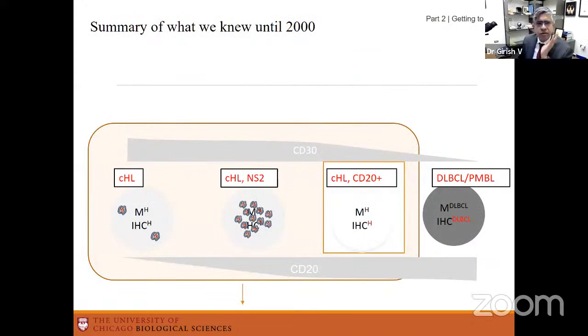So now we know about classical Hodgkin, then the one with lots of Hodgkin cells, the NS2. And then we learned about the Hodgkin with strong CD20 that they described in 2004. And as we go to the right, the CD30 keeps going down and the CD20 keeps going up. So you see the top and bottom there. And at the other extreme, we have diffuse large B-cell lymphoma, which has the morphology of DLBCL with sheets of cells and the IHC of large cell lymphoma.